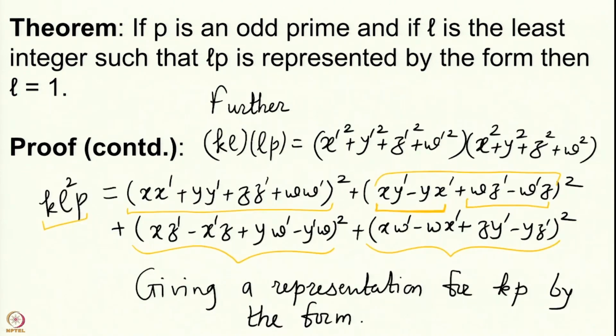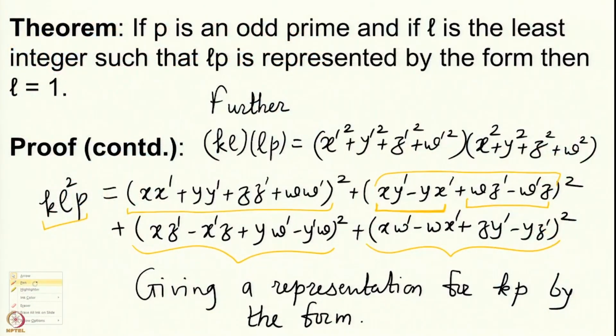And so, therefore, you have now a multiple of p by an integer less than L, which is also represented by the given form. That is a contradiction, because you had started with L being the least. So if your L was not equal to 1, we get a contradiction, and therefore, L has to be equal to 1, which proves our result. So what we have proved, let me just recall, is that the form is multiplicative, 2 is represented by the form, and every odd prime is represented by the form. Now, getting Lagrange's theorem from this is very easy.